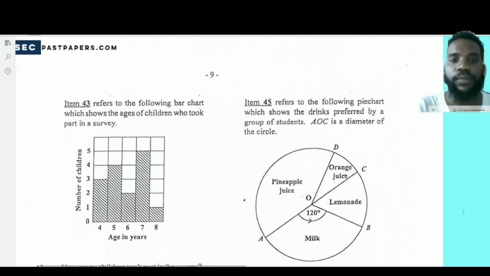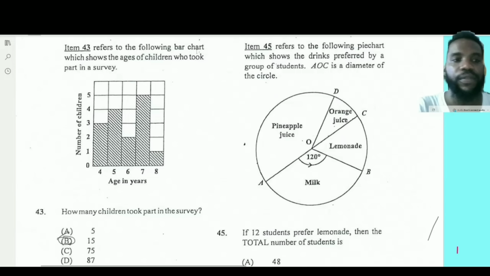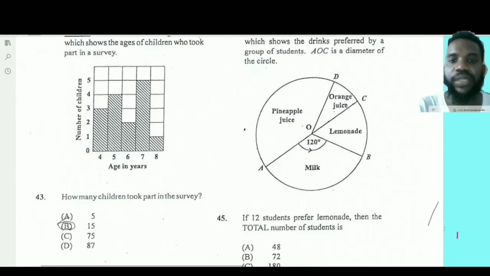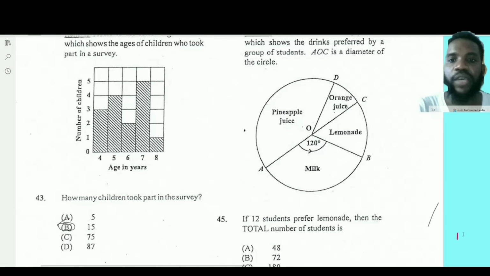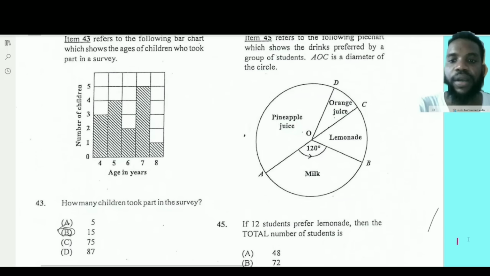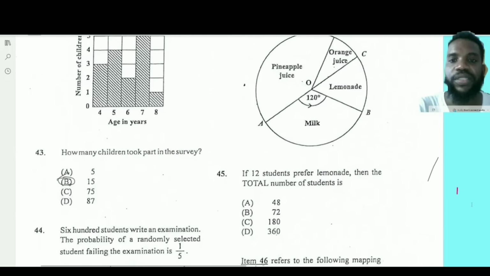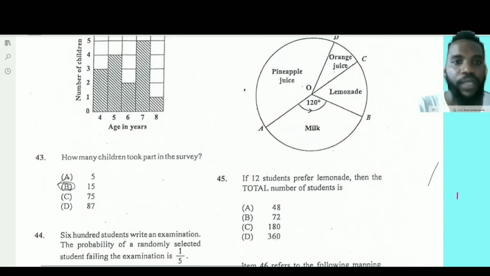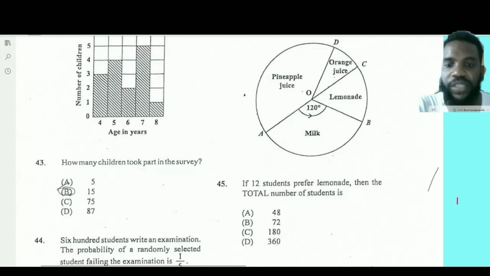Question 45 refers to the following pie chart. It shows drinks preferred by a group of children. AOC is the diameter, and that's very important. The diameter splits the circle into 2 halves. This is the question: if 12 students prefer lemonade, because this is the diameter, this would be a straight line. A straight line measures 180 degrees, so this is going to be 60 degrees.